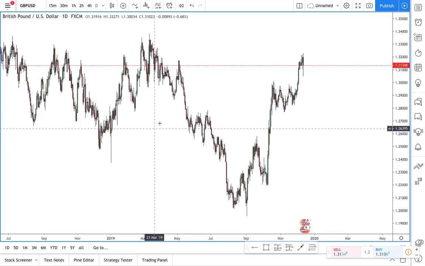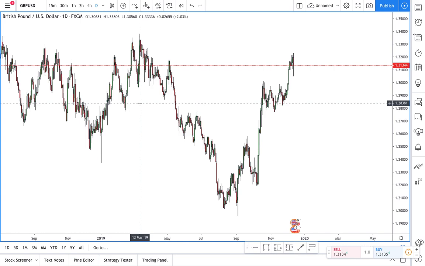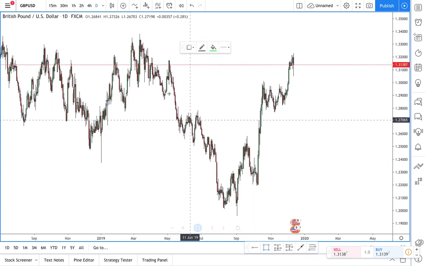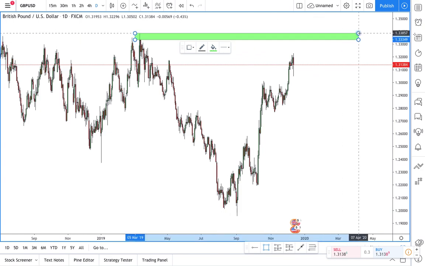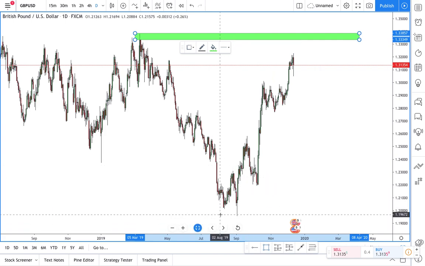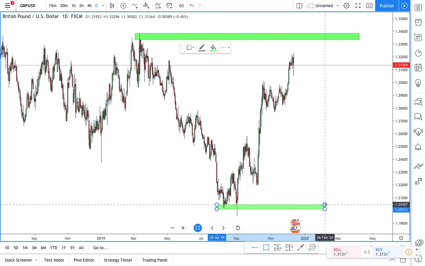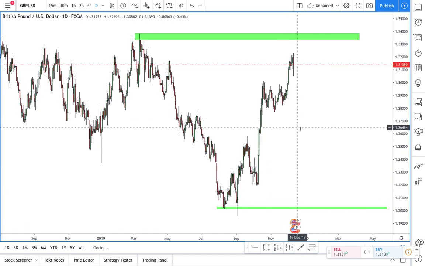If we now look at pound USD on the daily from here, plotting out our zones is relatively easy on this pair. As we can see here, price touched this area and moved away quite significantly, so that's a nice clear turning point. Here, price touched, moved away quite significantly, and then came back to retest before pushing upwards again.